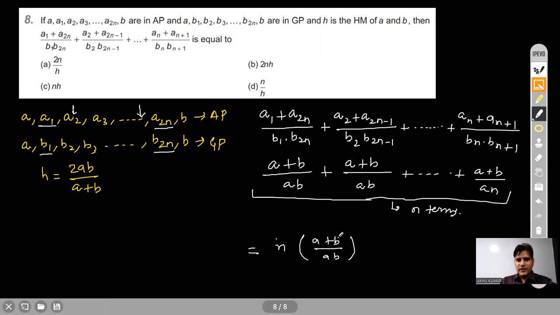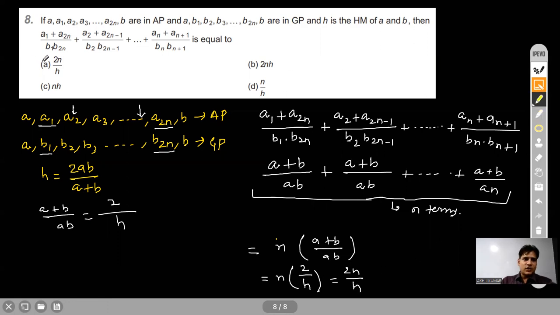Okay. Now, what is A plus B upon AB? From here, we can write A plus B upon AB as 2 upon H, right? So it will be N into A plus B by AB is equal to 2 upon H. So this will be 2N upon H. So option A is correct. Option A is correct for this question.